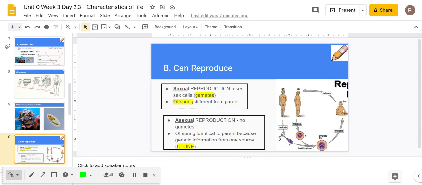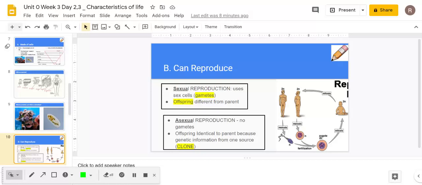Now, there's a different type of reproduction called asexual reproduction, where no sex cells are involved. This is where we form clones. We will have an entire unit on this later on in the year. But right now, all I want you to understand about this is that your body reproduces itself asexually every single moment of every single day of your living life. Asexual reproduction is just making a clone.